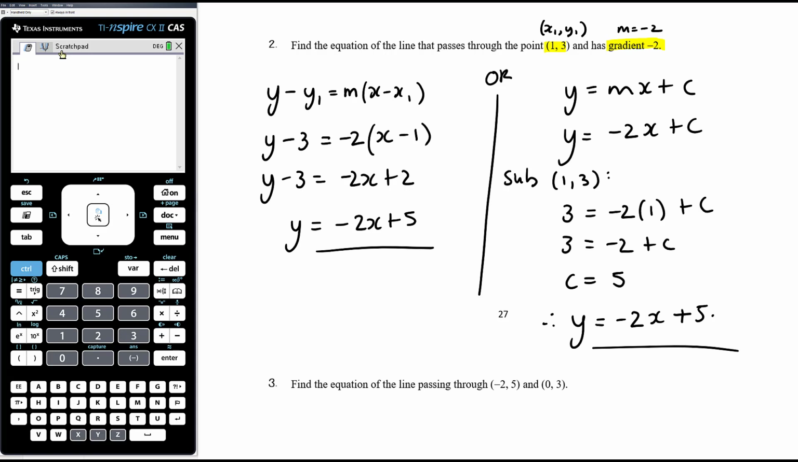I just don't like how bitty it is. You put the gradient in, then you sub the point in, then you solve for c, then you put it all back together in your equation. Whereas the first version that I did, you put all your information in straight away, and then you're just rearranging to make y the subject. I find it's a more streamlined process in that way. As I said though, both work equally well, and if you want to use gradient intercept form every time you can, but I want you to have a play around and give this one a go. If you've never done it before, give it a go and see what you think.